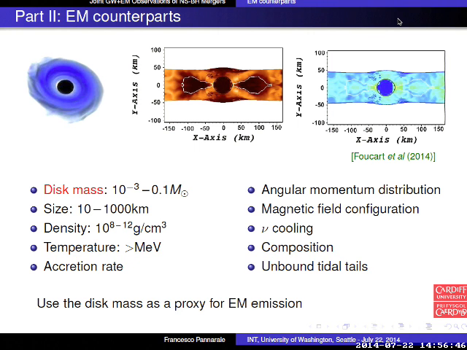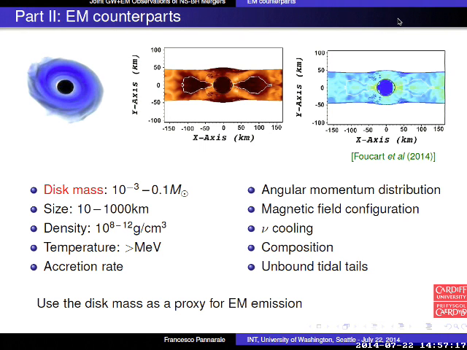So again, we have made the conservative assumption of using the disk mass of the remnants as a proxy for EM emission. Roughly speaking, if you have a remnant that's below 1% of a solar mass, we're saying that you don't have an EM counterpart. If it's above, you do. The choice of the number is connected to SGRB progenitor studies.